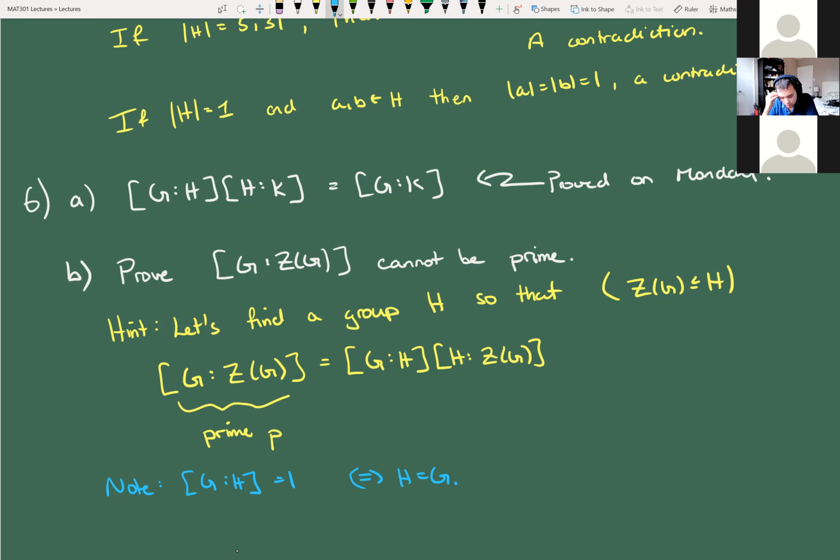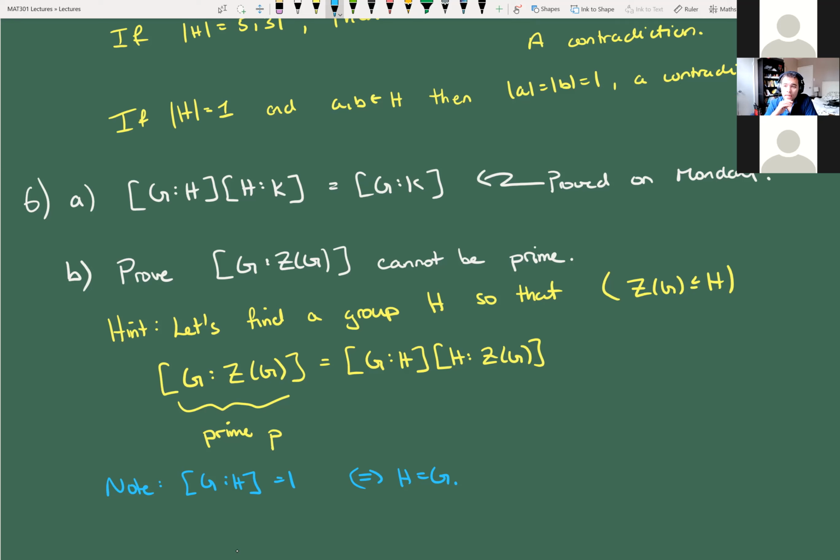So what we want to think about is what are the subgroups that contain Z of G? This is something that we learned earlier in the year. There are these special things that we've played around with a couple of times before that contain the center of G as a subgroup of themselves.